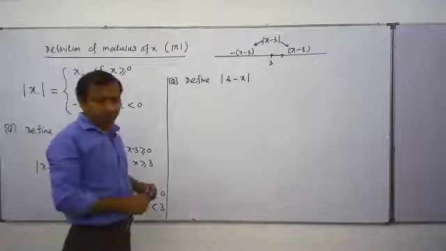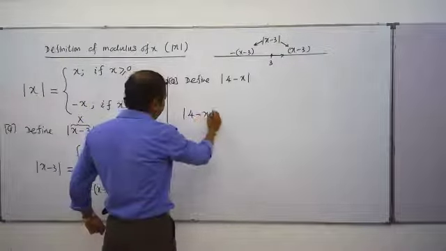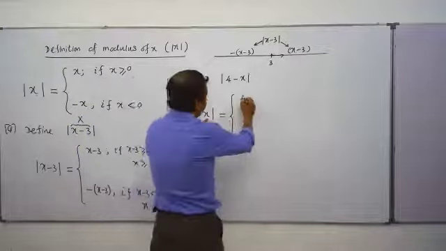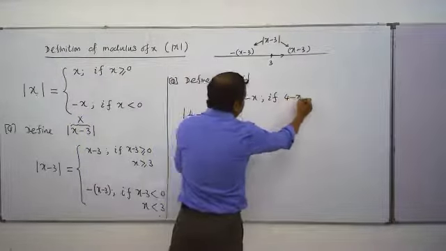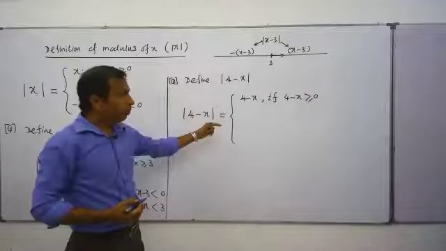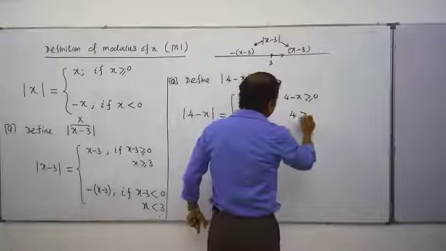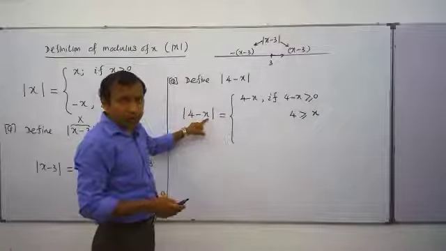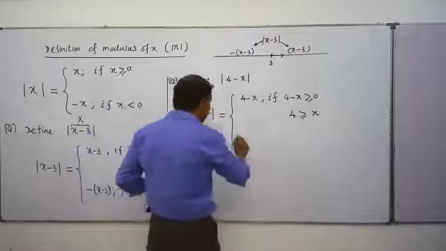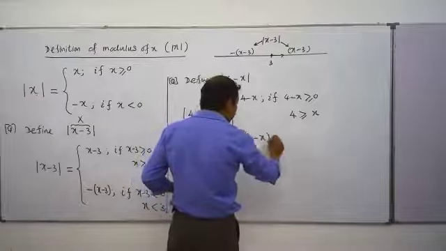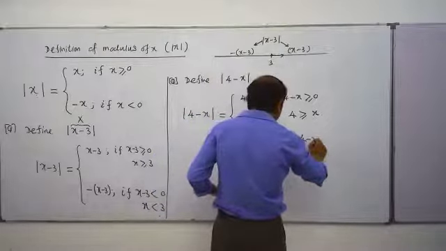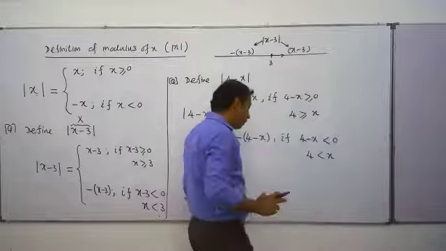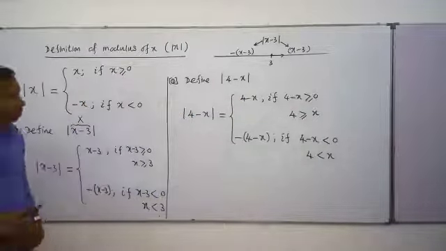And how to define this now? Modulus of 4 minus x will be equal to the same 4 minus x if this 4 minus x is either greater than 0 or equal to 0. That means taking this x to the right hand side, we get what? 4 greater than or equal to x. The modulus of 4 minus x will be equal to its negative, that means multiplying this 4 minus x by a minus sign: minus times 4 minus x, if 4 minus x is less than 0. Then take this to the right hand side: 4 smaller than x.